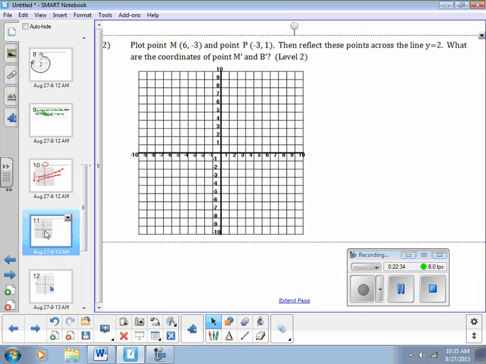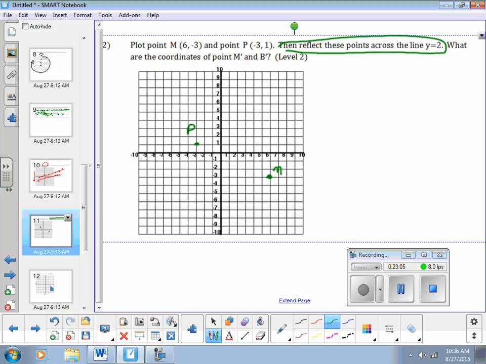All right. Go ahead and plot those points. -6, -3. Label it the letter M. And -3, 1. Label that the letter P. Everybody okay with the points? Plotting them, are they in the right direction? Yes? Okay. The only thing left is you got to reflect those points on the line y = 2.